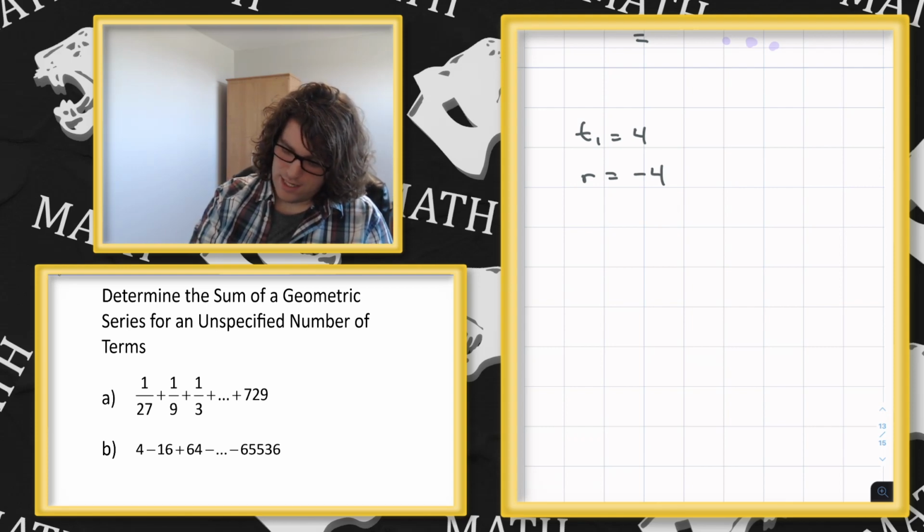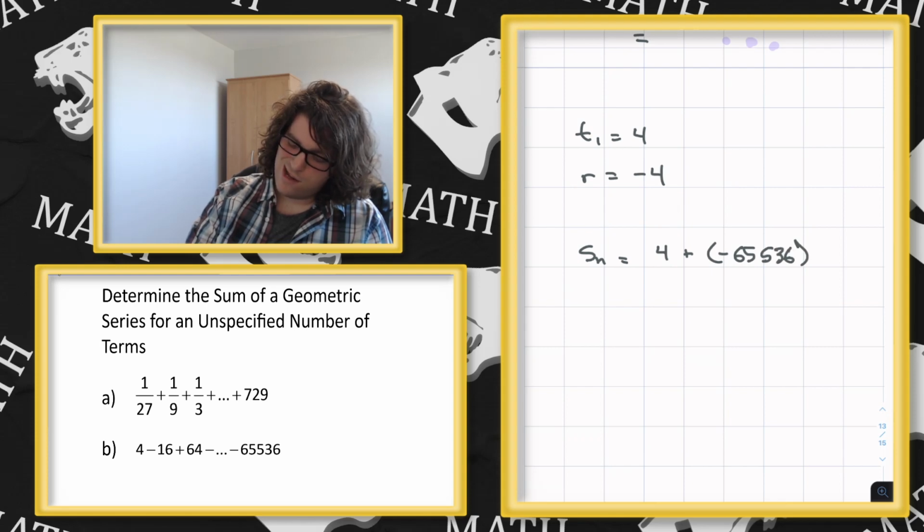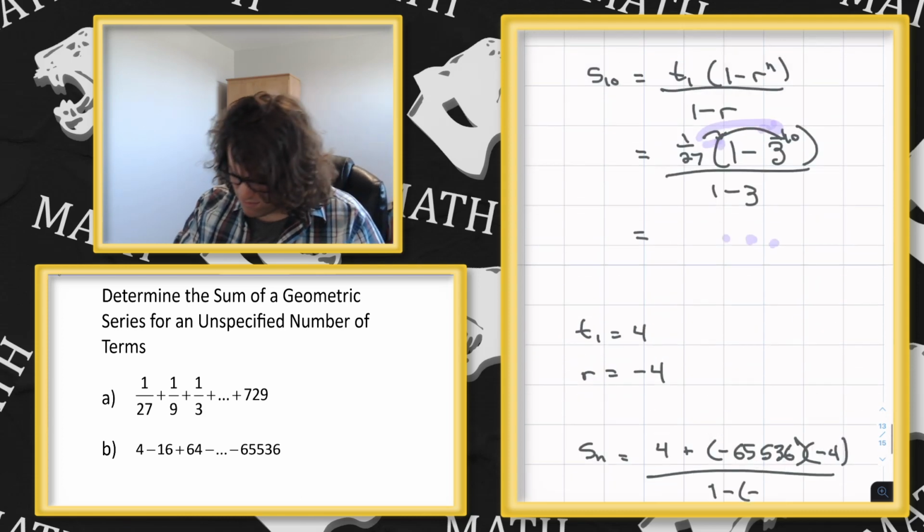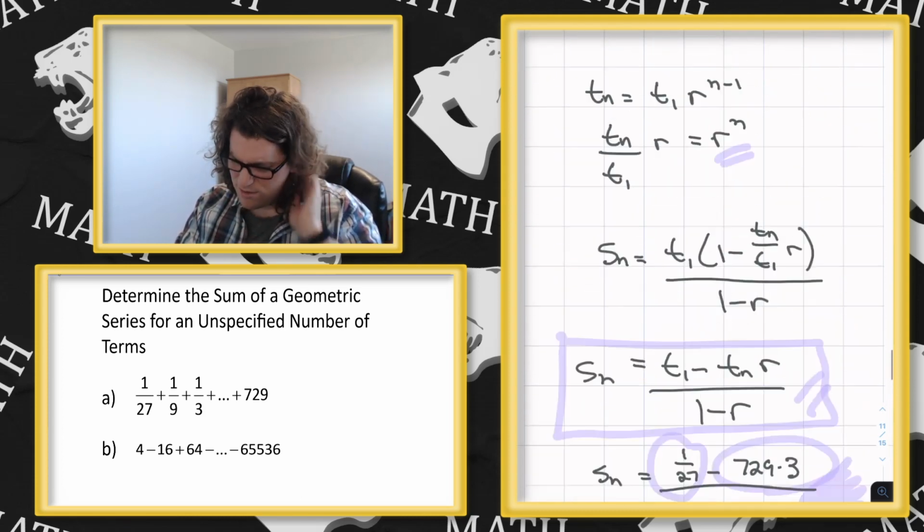Now, if I take the partial sum, which I don't know what the number of terms is, but I do that as 4 plus negative 65,536 times the r value, which is -4, divided by 1 minus the r value? What? Is that actually true? Let's go back up there.